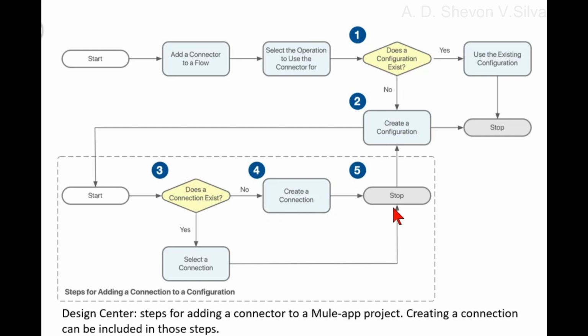If you click the Add Connection button to create a connection, you return to the configuration dialog for the connector to specify values for the fields in the advanced section if you need to do so.